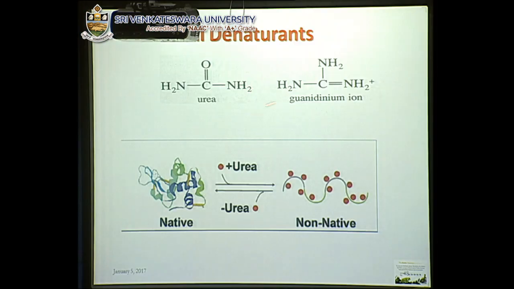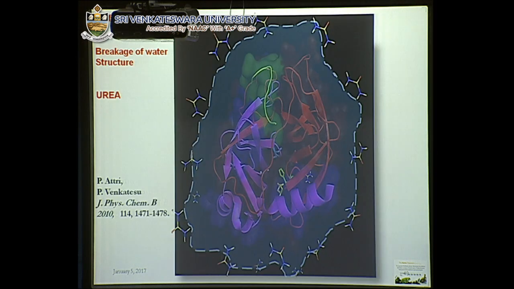Then if you look at the classical denaturants, we mainly have urea and guanidine combinations of salts. You may see that in the presence of urea, first the urea denatures the hydration layer of the protein surface.